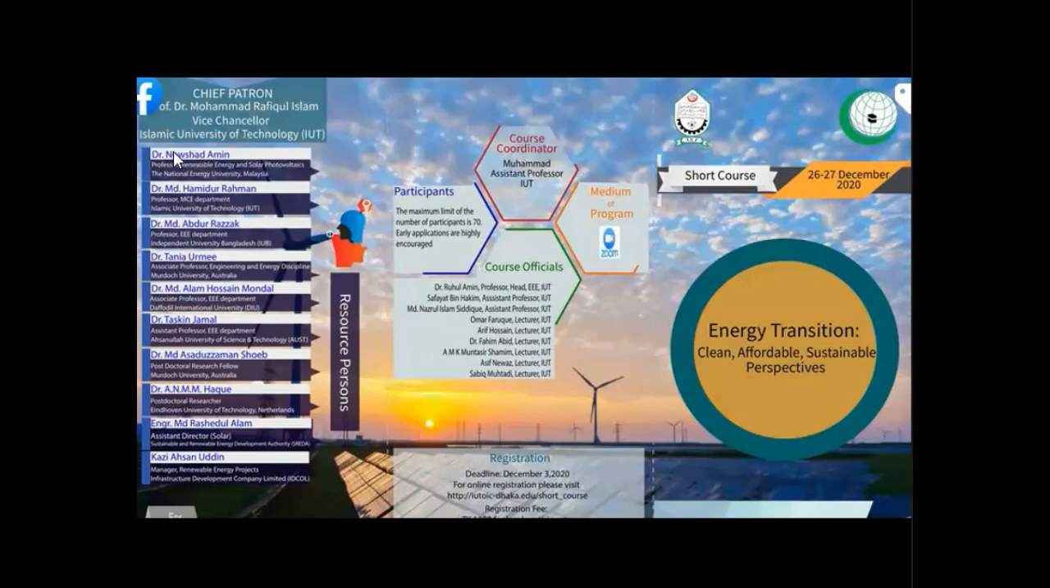Naushad Amin sir will be there. He's from Malaysia. Abdul Razzaq sir will be there. Alam Hussain sir will be there, as well as Tania Urmi madam will be there. Those are renowned research persons. So don't miss that opportunity. Okay, sir. As well as 332 Momo 332. Those who are regular students should not miss that great opportunity.